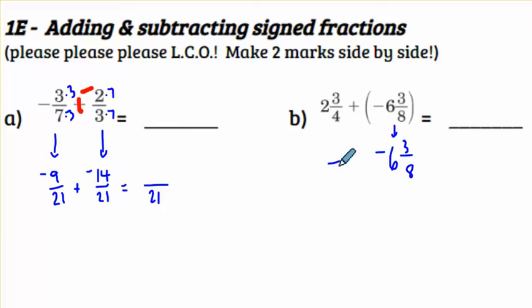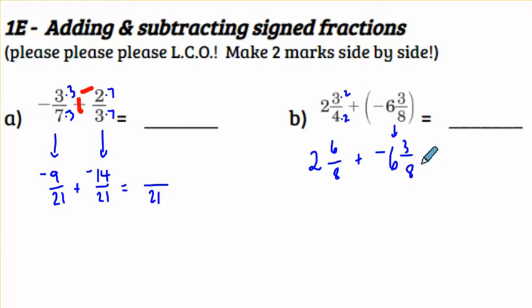Coming down here, we do need to change this fraction. How do we do it? Well, we had a 4. We're going to multiply by 2 on the bottom to get that 8. So I do the same thing on the top. And 3 times 2 is 6. So I wind up with a problem that looks like this. 2 and 6/8 plus negative 6 and 3/8.